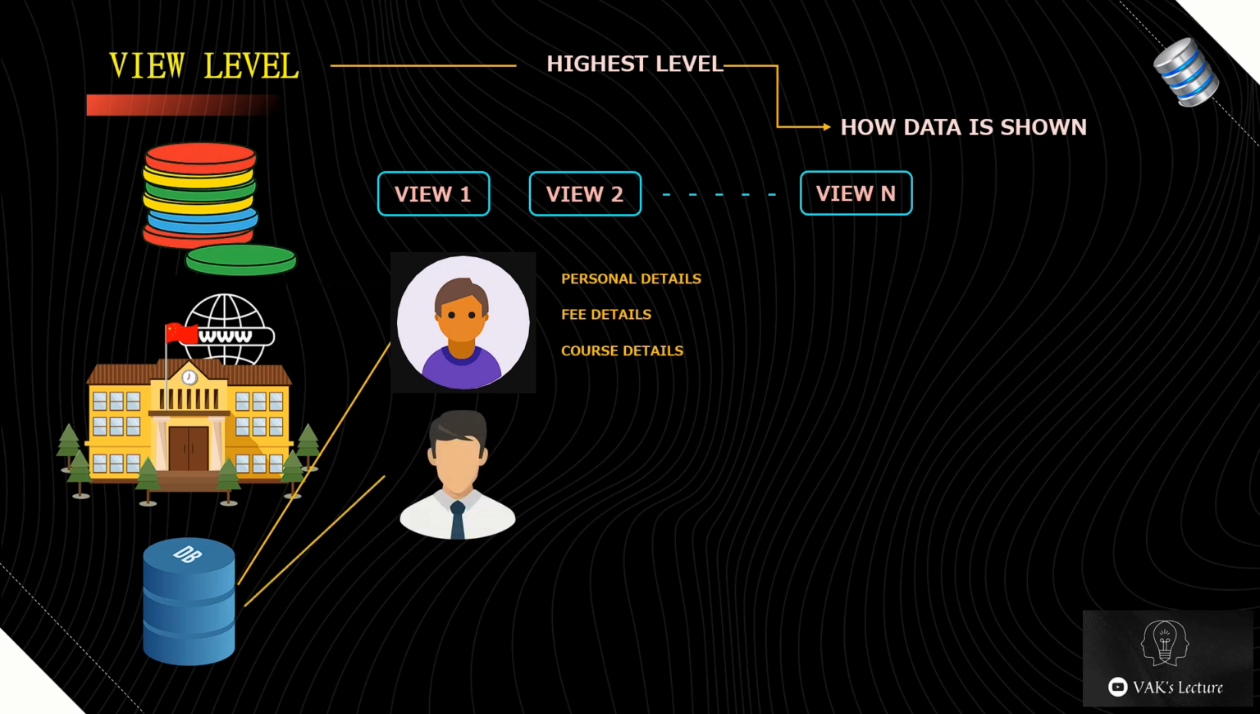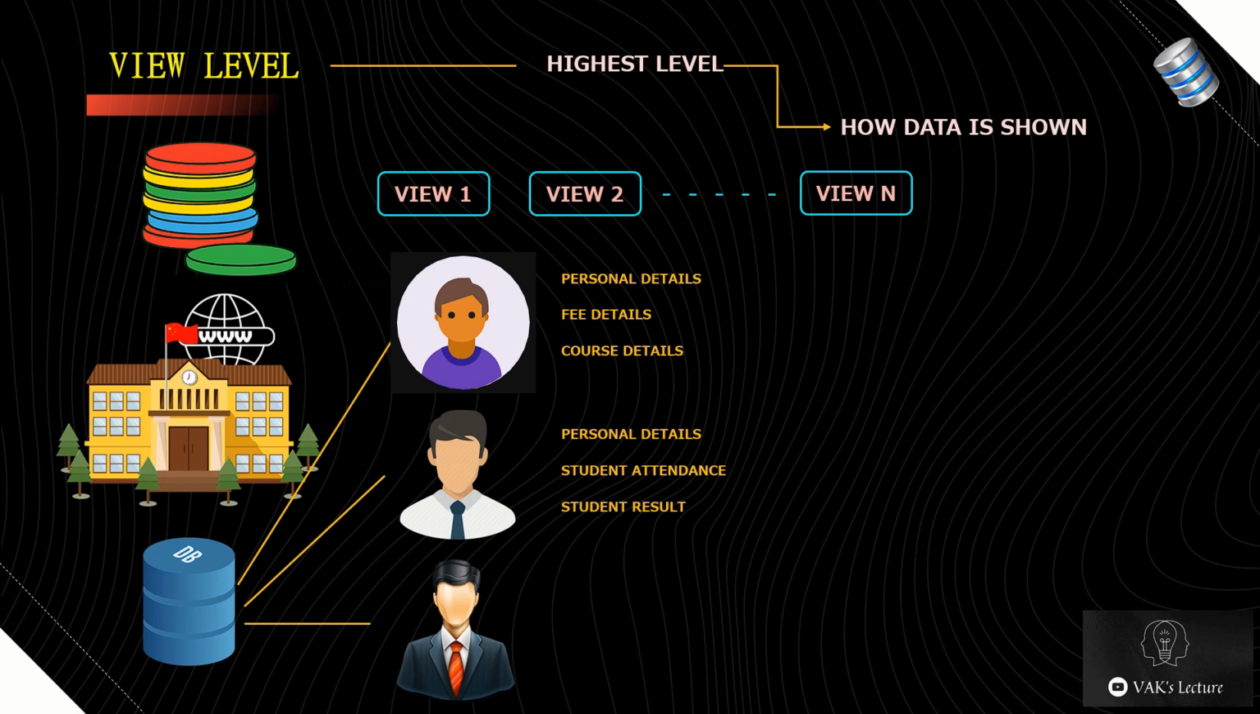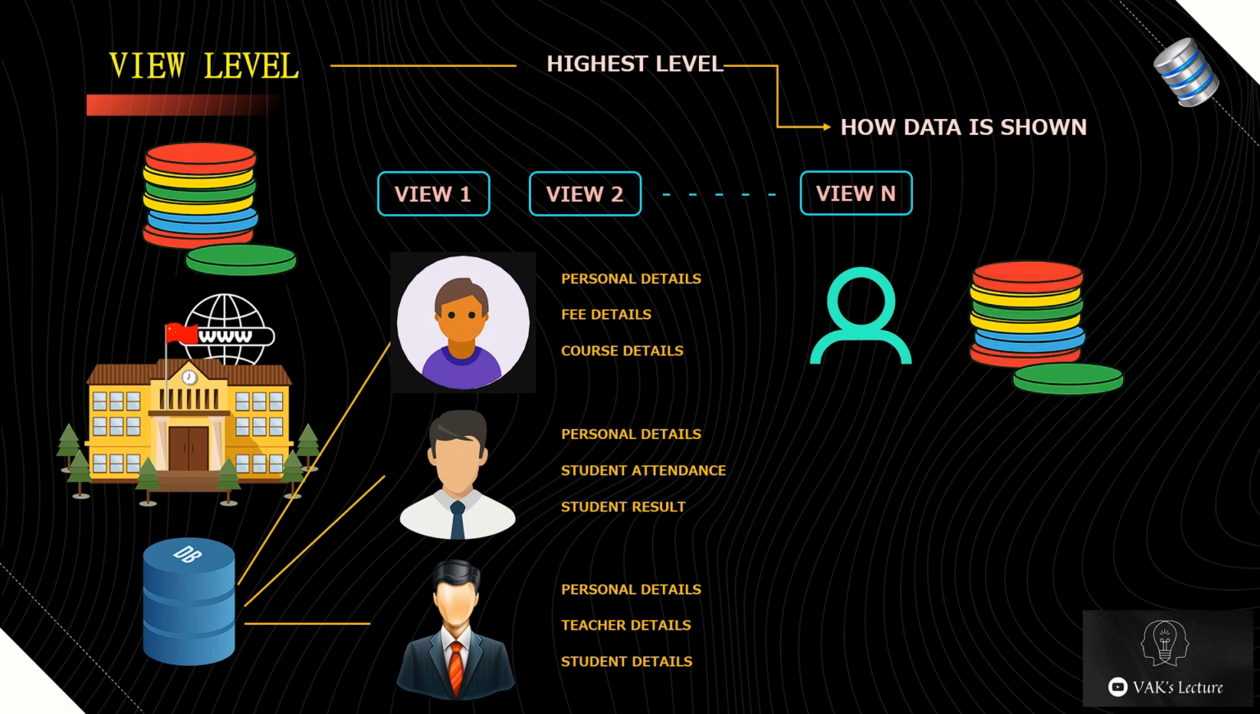If the user is a teacher, then the user will see his details as well as he can see and manage student details like students' attendance and student results. This will be the teacher's view. There will be a user who manages all things, like the principal. He can view his own details as well as he can see and manage the details about students as well as faculty members or the teachers. So his view will be different from the student and teacher. So depending on the user, the view will change.